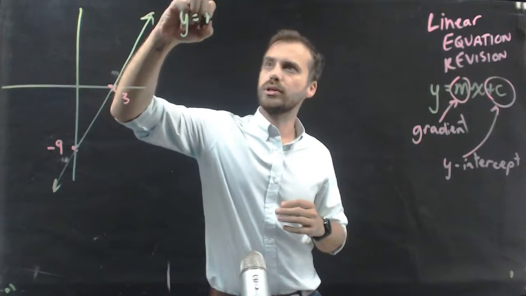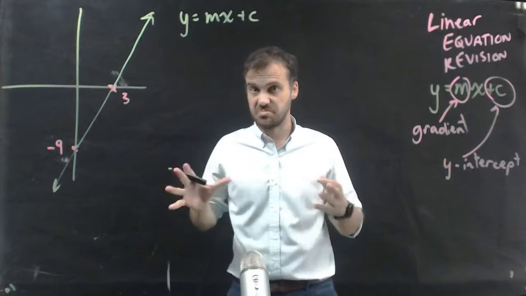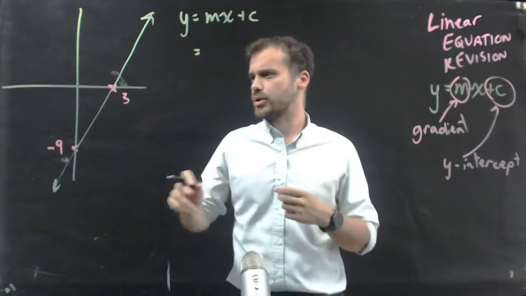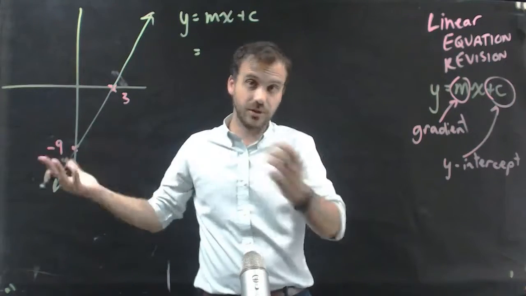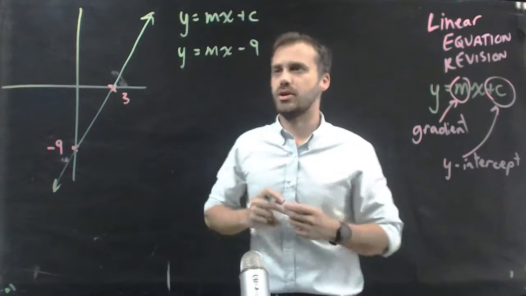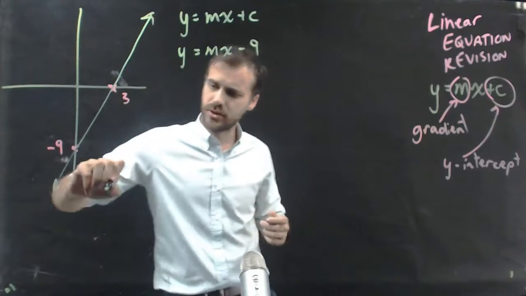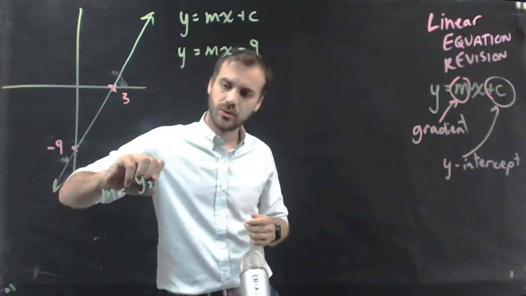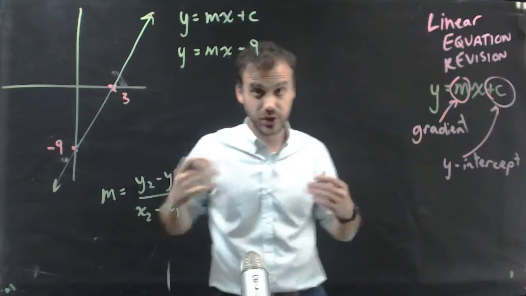I know that all linear equations can be written as y equals mx plus c. Easy. I also know that the c value here is the y-intercept, and I've been told that. It's negative 9. So y equals mx minus 9. So I know that much so far. And I should also remember that gradient is equal to y2 minus y1 over x2 minus x1. Revision, you know this.